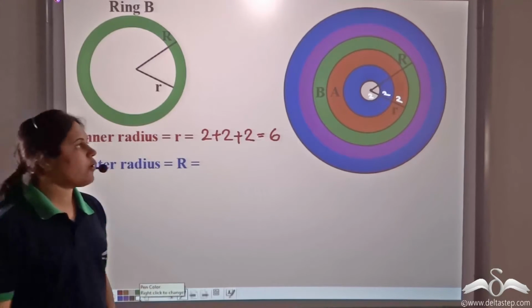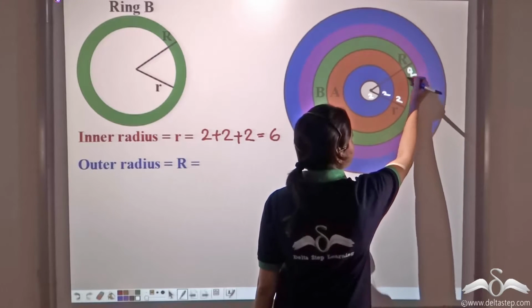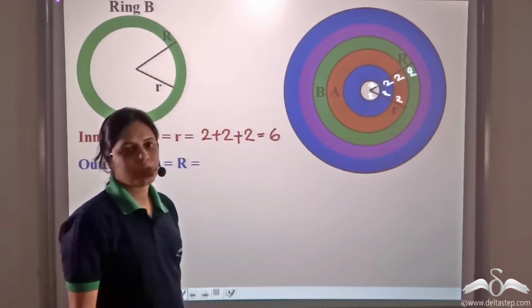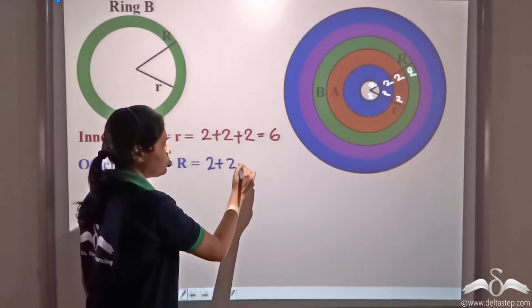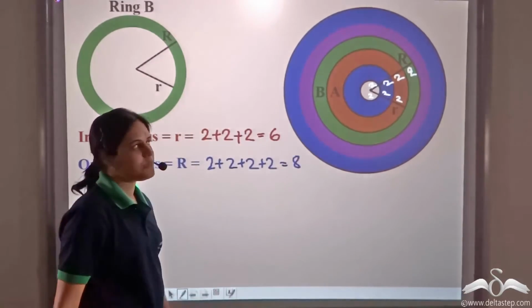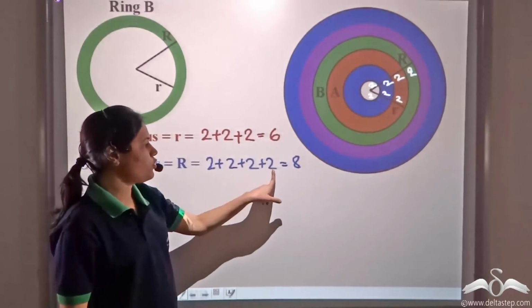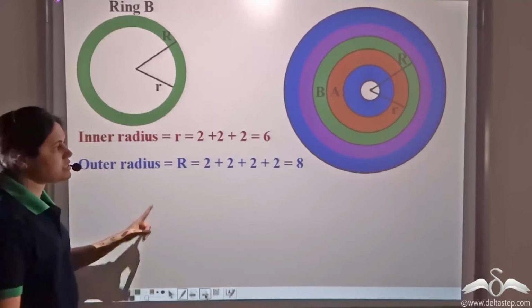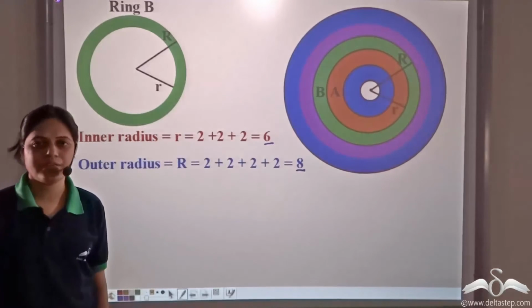Again, for the outer radius, we know this distance is 2, this is 2, this is 2, and even this is 2. So we have 2 plus 2 plus 2 plus 2, which is equal to 8. So we have 1, 2, 3, 4 twos here, that is 8. So the inner radius for ring B is 6 and the outer radius is 8.